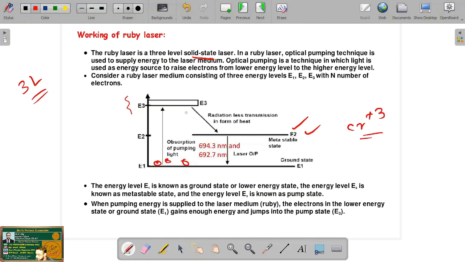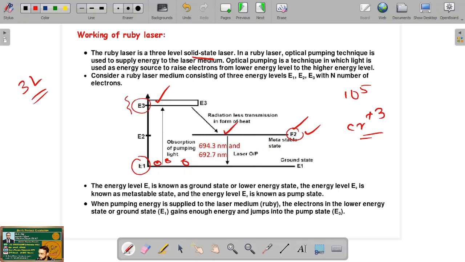So here E1 is the ground level, E3 is the excited level, and E2 is the metastable state level, which has a 10 to the power minus 5 times larger lifetime than the E3 level. So after absorbing the exciting photons, the electrons will reach here. From here they will come to here by non-radiative transition. That means the energy difference would be transferred as heat.